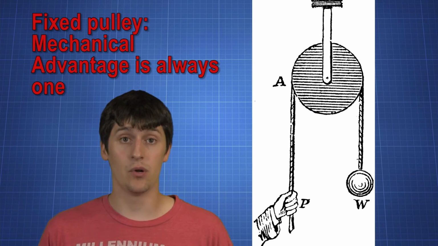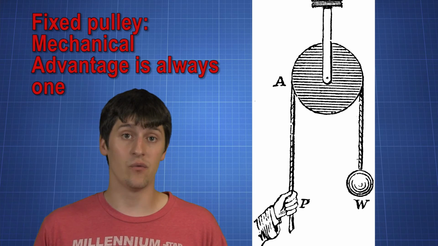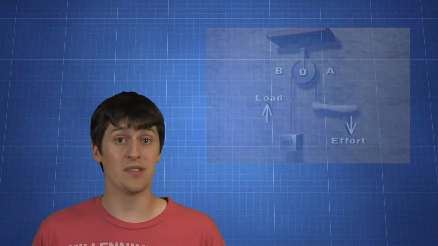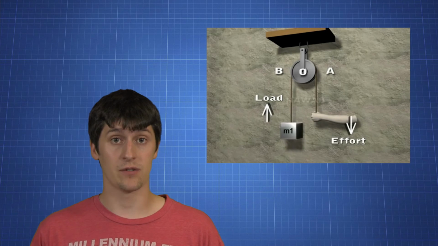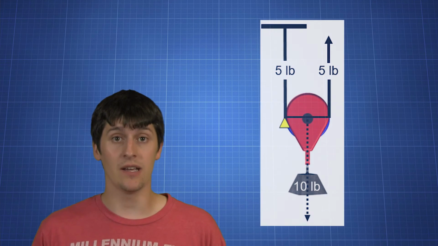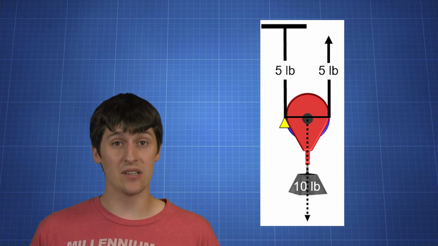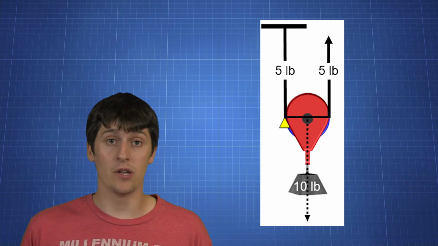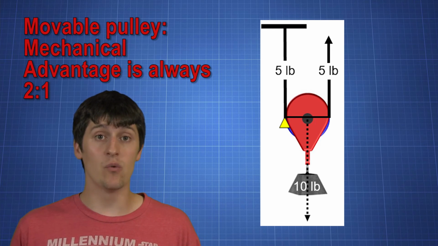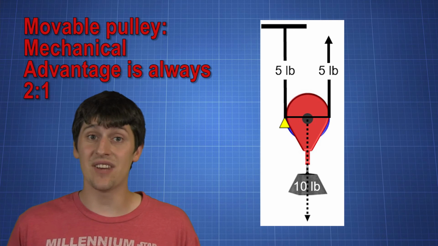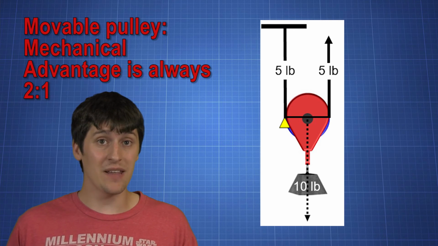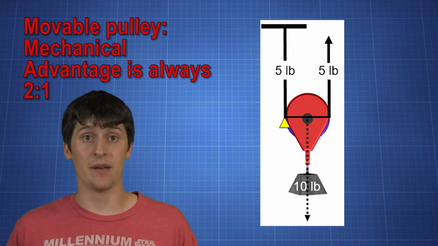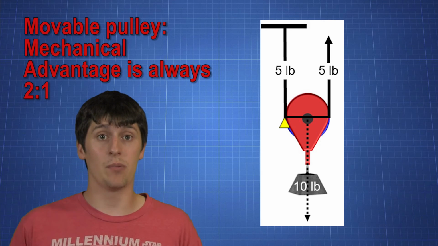A fixed pulley has a mechanical advantage of one. Its only purpose is to change the direction of a force. A movable pulley is allowed to flex a little bit when a force is applied to it. A movable pulley has a mechanical advantage of 2 to 1. The force stays in the same direction, the advantage being that it spreads out the force a little bit so that it's not just on one place.